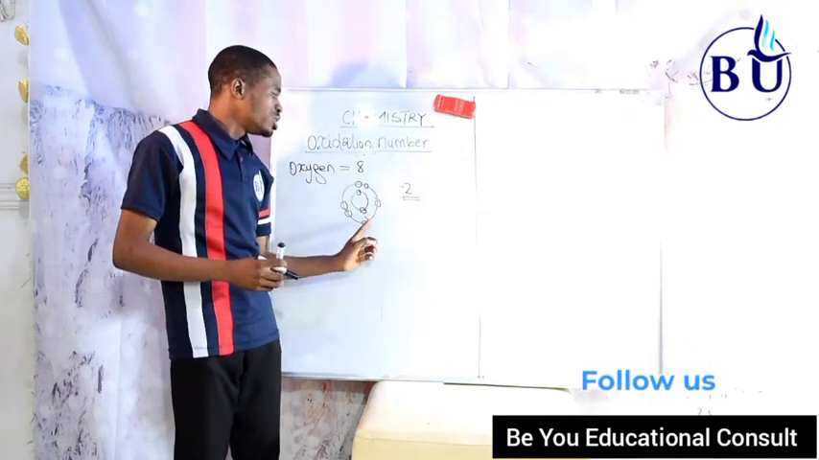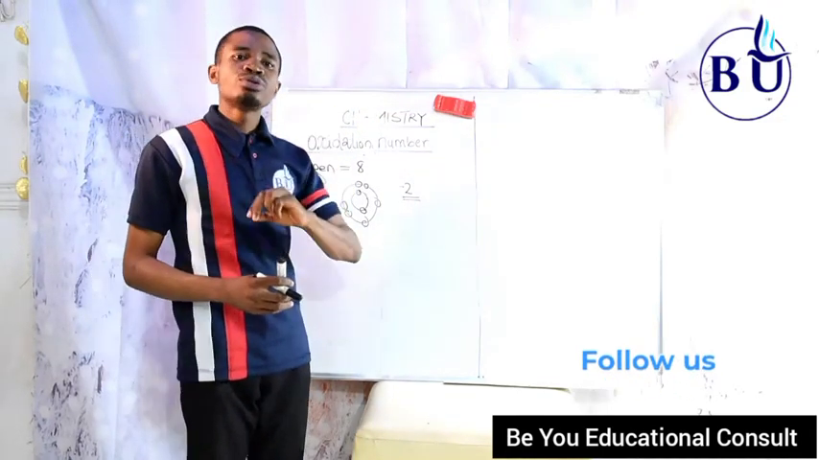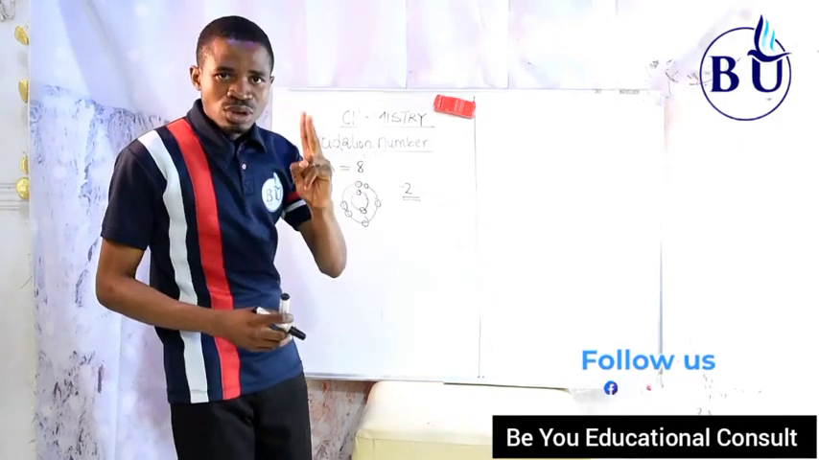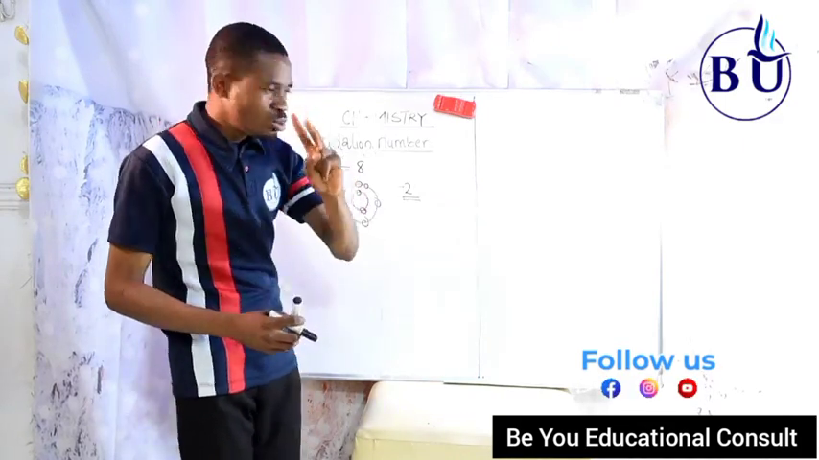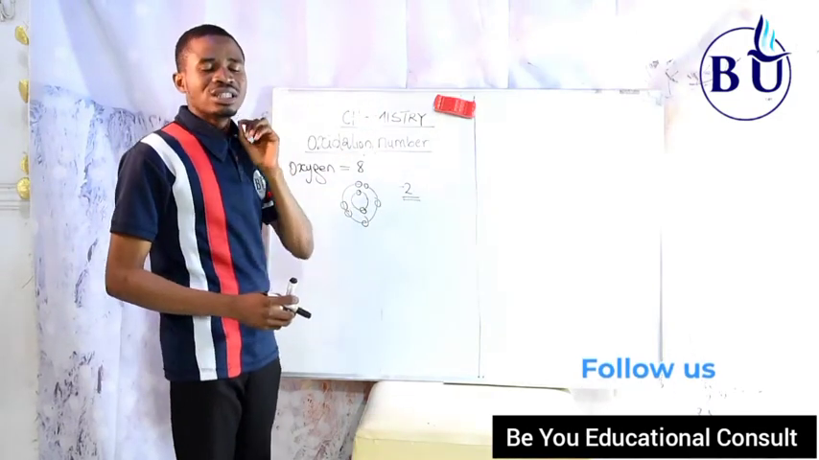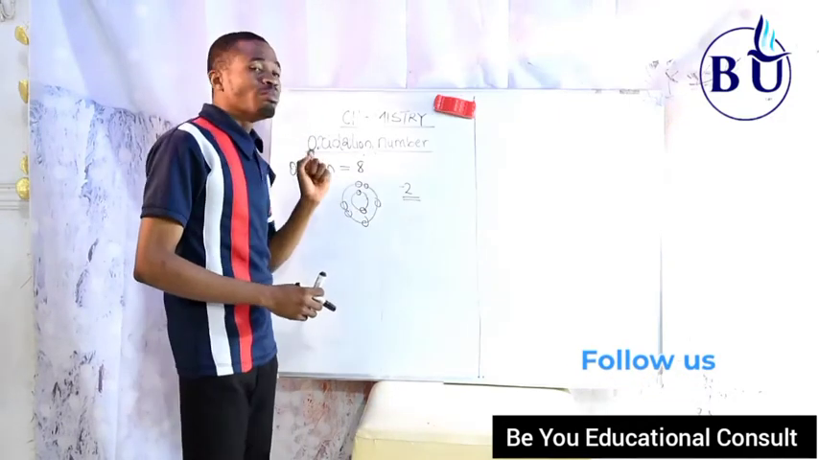With these 2 electrons it gains, we increase its electrons by 2. Remember, the protons are still the same, but the electrons increase by 2. That is why it will now become negatively charged. That's why we say that the oxidation number of oxygen here will be minus 2.